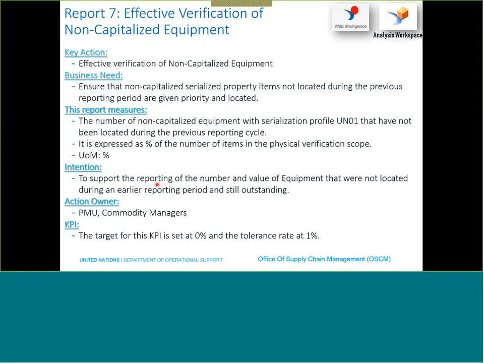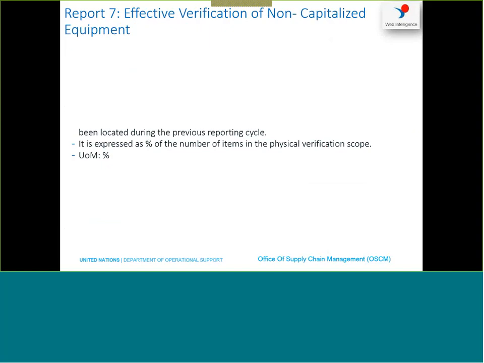And this report also helps support the reporting of the number and value of equipment that were not located during an earlier reporting period and are still outstanding. And the KPI 0% and tolerance rate at 1%. Okay, so as always, we add this quick slide here so that you understand what the business needs are, what this report measures, and the KPIs of each one of these reports.